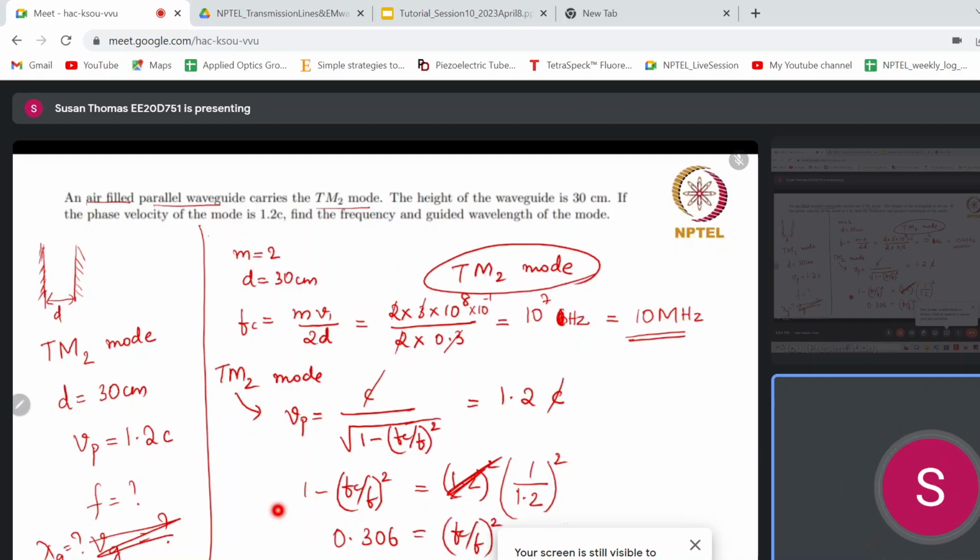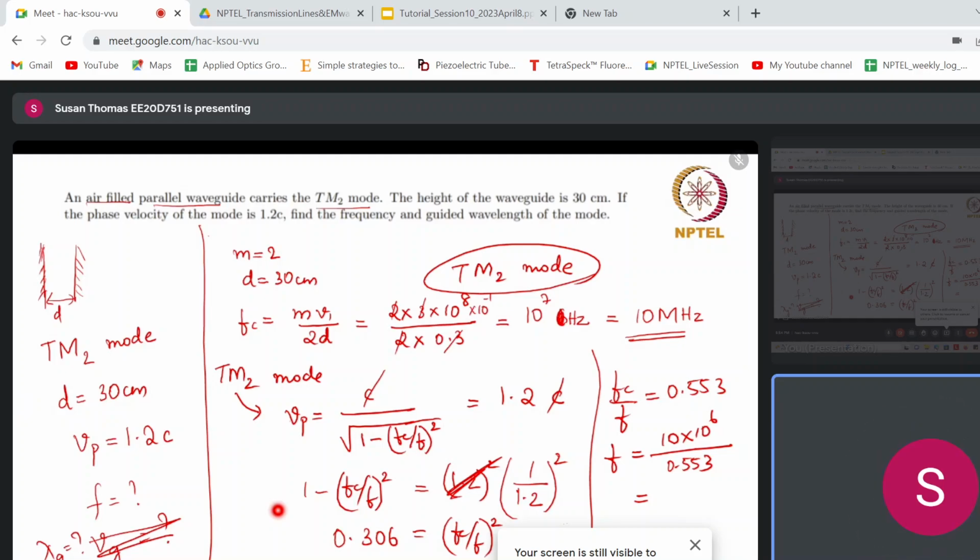Take the square root of this. The square root of 0.306 is 0.553. So Fc by F is equal to 0.553. So F can be written as Fc, which is 10 mega, so 10 power 6, divided by 0.553. So F will be calculated as 10 divided by 0.553, that is 18 megahertz. So that is your frequency.